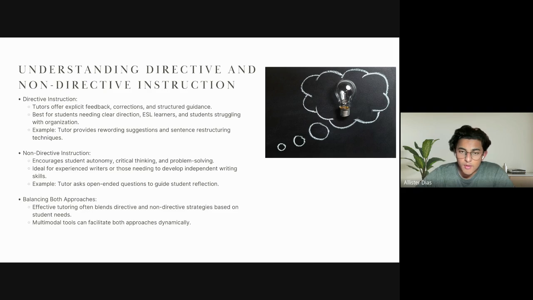Now, of course, in writing center consultations, it's pretty rare that you're going to have to do one or the other. Typically, this can be a combination of both. So how do you balance those two things, right? So you need effective tutoring that often blends both directive and non-directive strategies based on student needs. And in this way, multimodal tools, as we'll go on and explain later on in this presentation, can facilitate both approaches very fluidly and, of course, very dynamically.